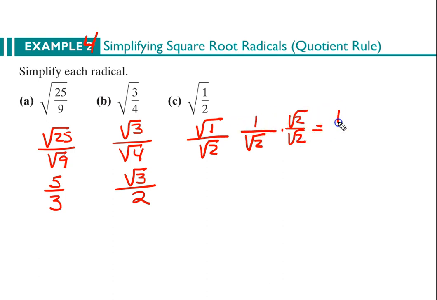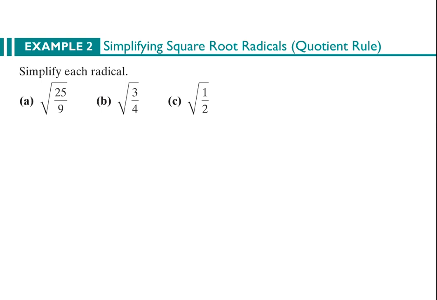So this becomes 1 times the square root of 2. Then the square root of 2 times the square root of 2 is the square root of 4, which becomes 2. Usually we don't write that 1. There is a 1 there, but we can just take it away. There we go. So these are some examples. This is number 4 in your booklet, and we'll see what the book does for these as well.